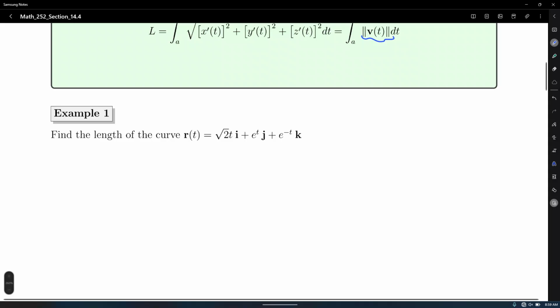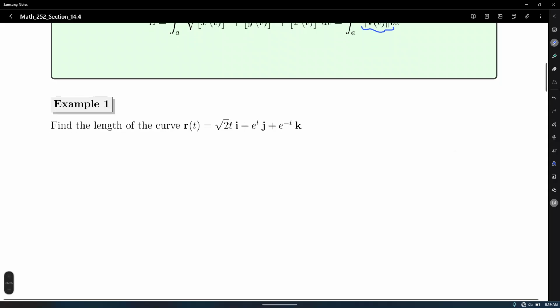e to the t and e to the negative t. Okay, oh, I forgot the limits of integration, t between 0 and 1. Actually, you will be given these limits all the time, right? So in some cases you may need to figure out the limits.